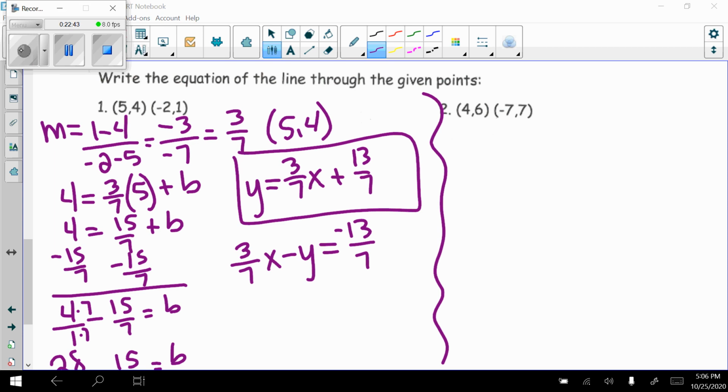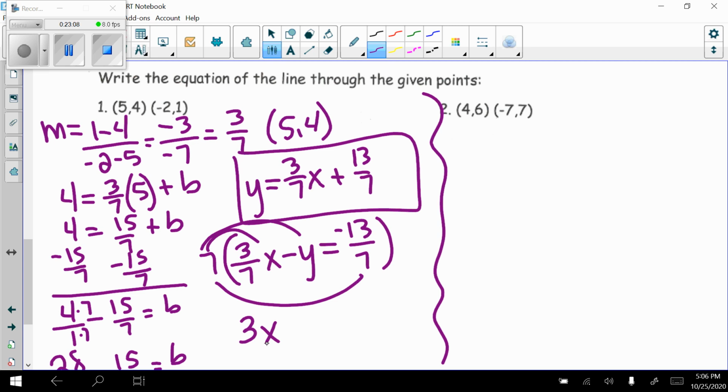So since I only need to get rid of the denominator, I only have to multiply everything by the denominator. Here my denominator is 7, so I'm going to multiply everything by 7. Don't forget, multiply all of them by 7. When I multiply 3/7 times 7, the 7's cancel each other out, and I'm left with 3x, a whole number in front of x.